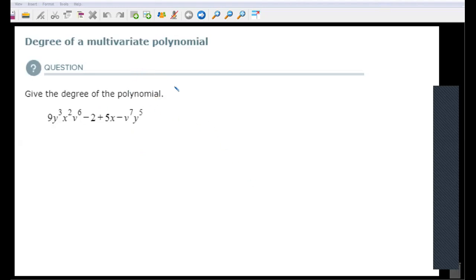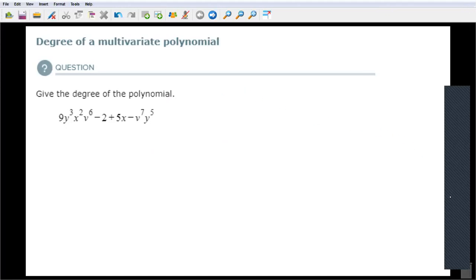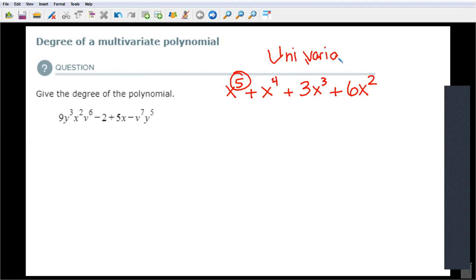If you remember when we just had one variable, what we could do is say that we're looking for the highest exponent. And we can go through all of our terms and see that the first term has the highest exponent. So that was going to be the degree of this polynomial. Well, with a multivariate one, what we have to do is look at each term individually. And we had to figure out with each term, which term has the highest degree.